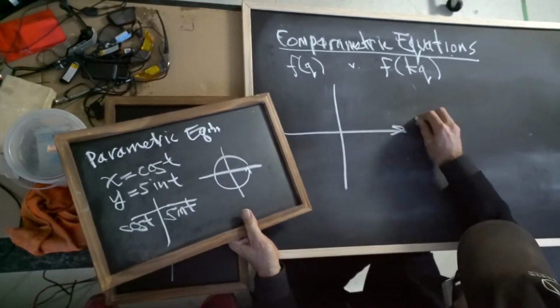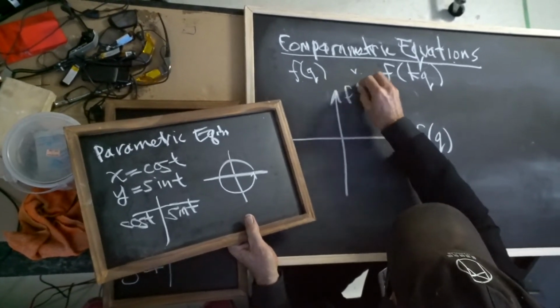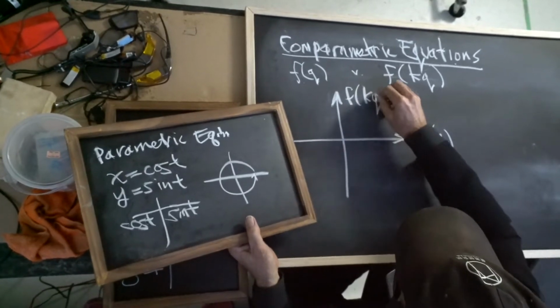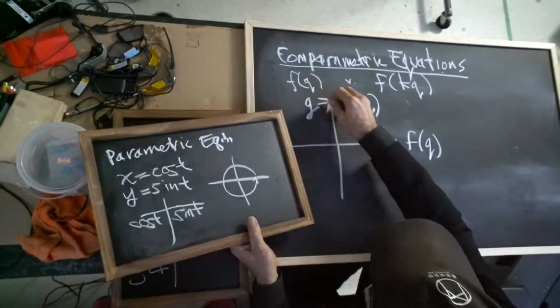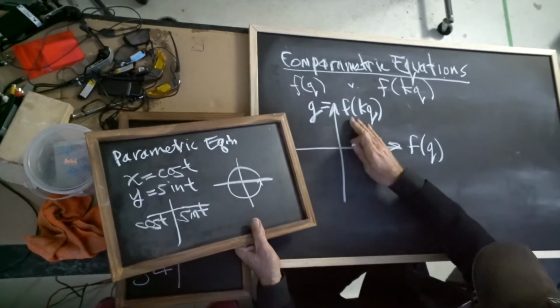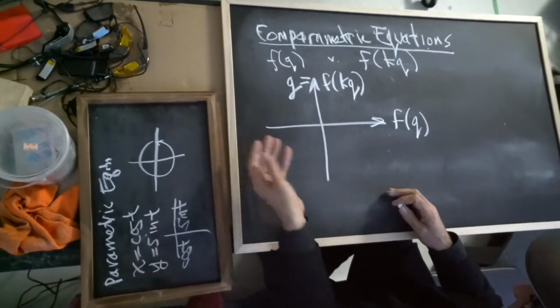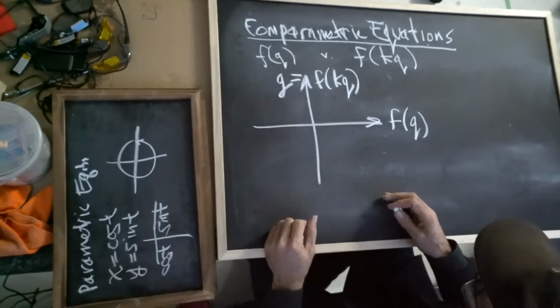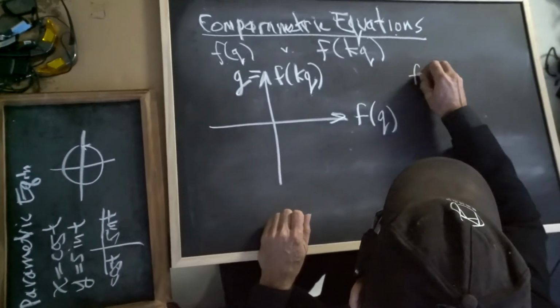You've got f of q here and f of kq here. We usually call that g. G equals f of kq. So we have f of kq as a function of f of q. That's called a comparametric plot.